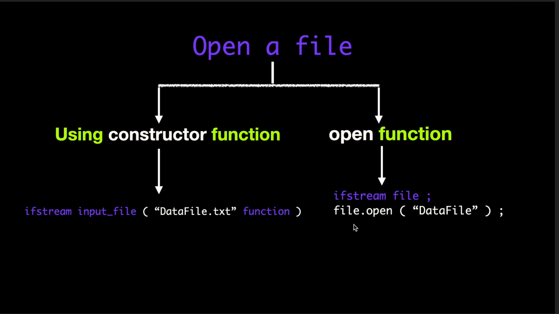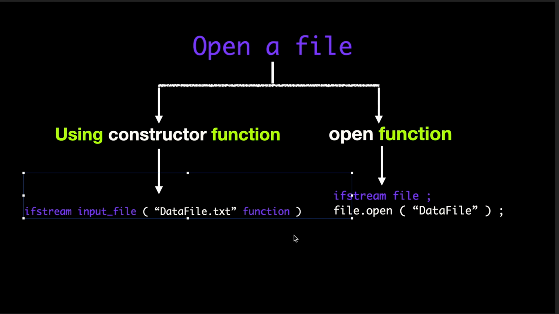Okay, a .txt file. So ifstream input file, this is an object, datafile.txt, this is the file we want to input, and this is the mode. It basically means what we want to do with the file. Do we want to input something? Do we want to output something? Do we want to read or write? Do we want to append? So it depends on what we want to do with the file.